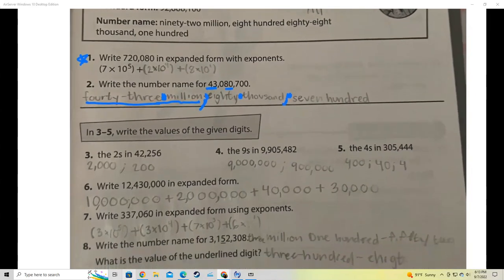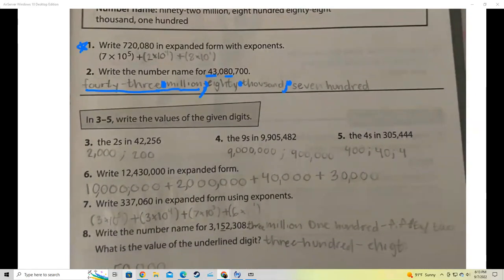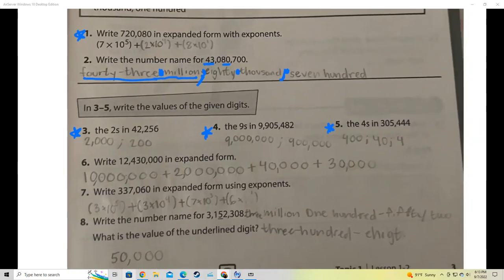Okay, as far as 3 through 5, write the values of the given digits. The twos, that's 2,200. That one is perfect. Very nicely done. That is 9,900,000. That is perfect. That is nicely done. That's going to be 440 and 4. That was perfectly done as well.